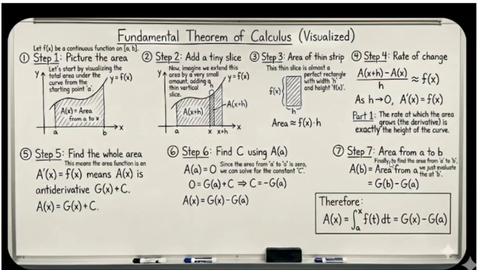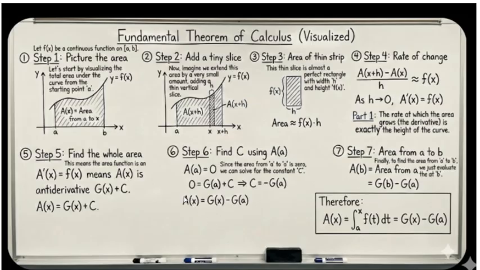Now, from step 7, if I want to calculate the area up to B, what can we say? The area from A to B we can calculate as g of B, because A of x is equal to g of x minus g of a. Therefore, we get g of B minus g of A.